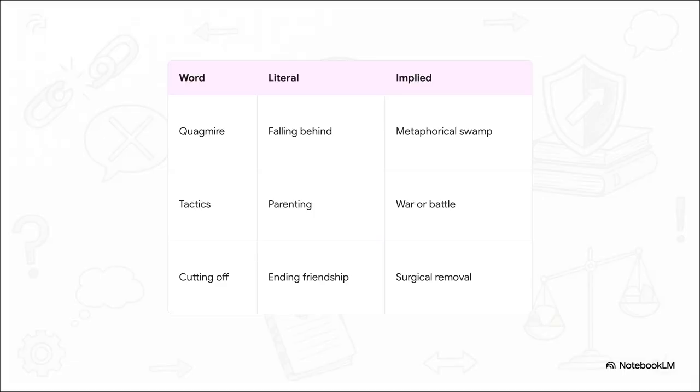By actually mapping out these emotive words as data points, we can see exactly how the author manipulates tone. Take the word quagmire. The literal context is just children falling behind in school, but the implied effect? It frames those underperforming children as this dangerous metaphorical swamp that's going to physically suck down her daughters. Or take tactics. It turns normal, everyday parenting decisions into a calculated battlefield strategy. And finally, cutting off a friendship isn't just about kids naturally drifting apart. It suggests the friend is a literal toxicity that must be mercilessly, surgically removed.